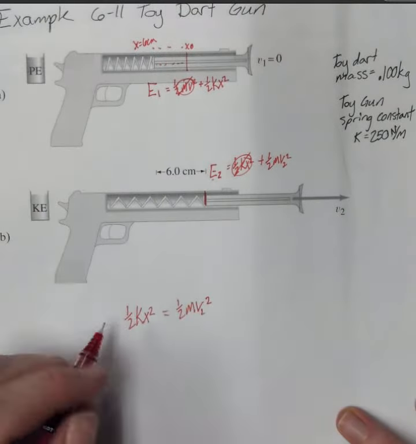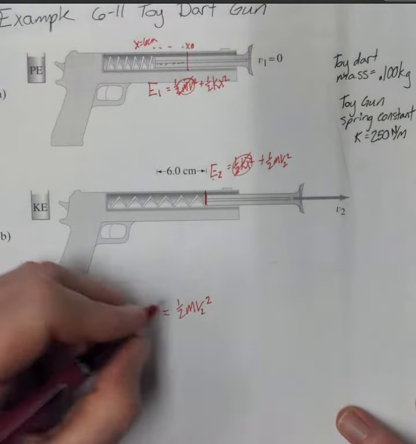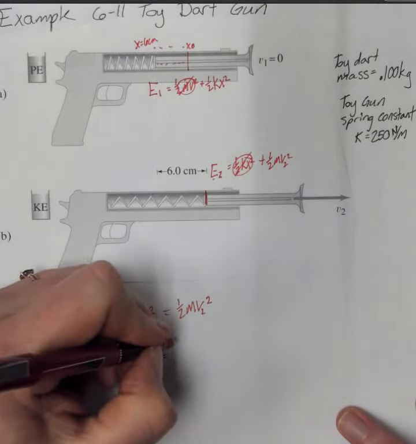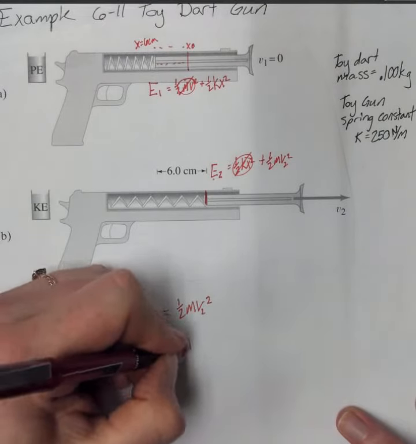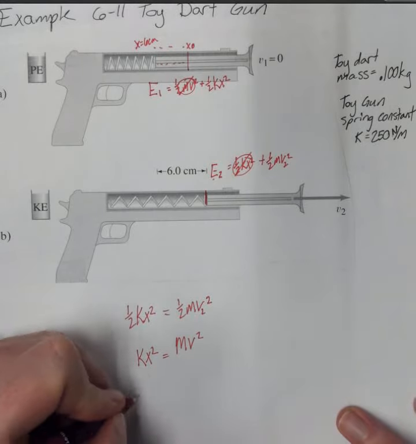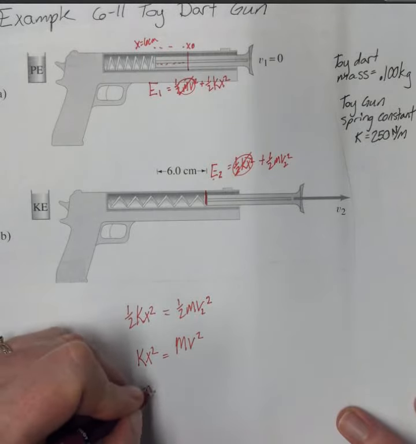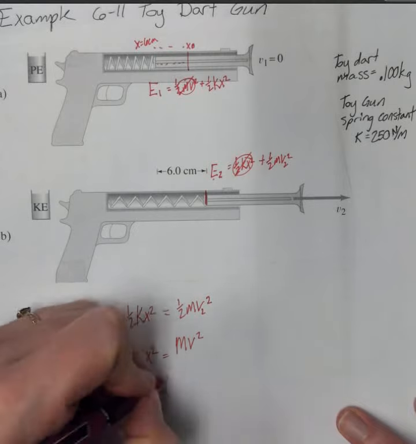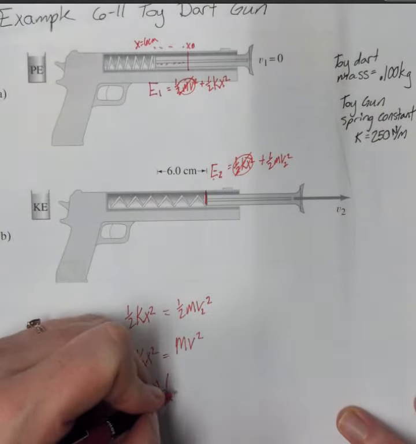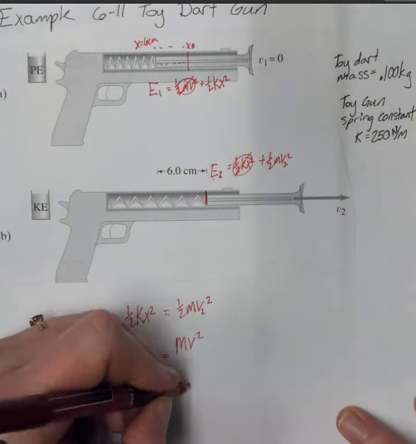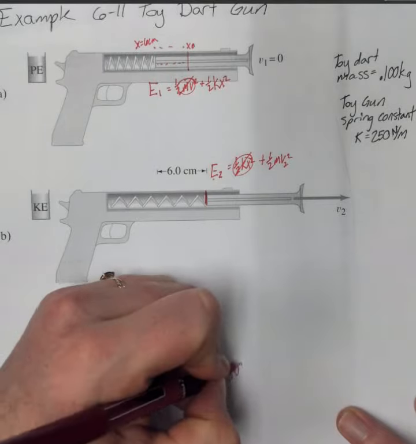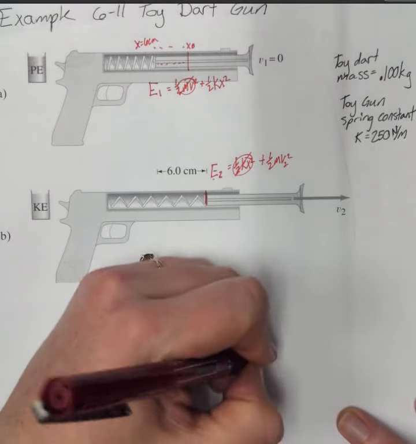And I can clean this up a little bit. I can get rid of the 1/2s, and I can say that kx squared equals mv squared. And here the mass does matter. So I could say 250 newtons per meter times, I have to change 6 centimeters into 0.06 meters, squared will equal 0.1 kilograms times the velocity squared.